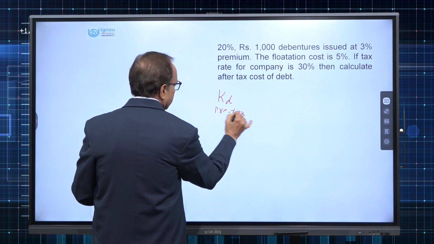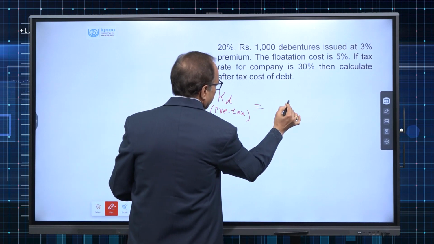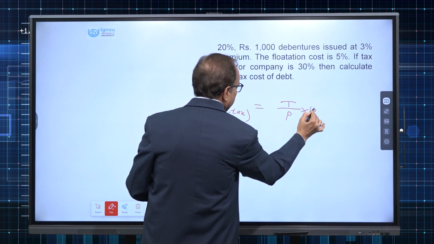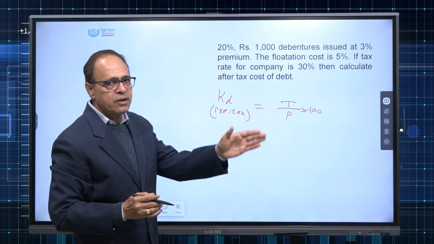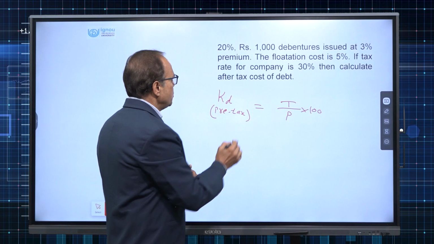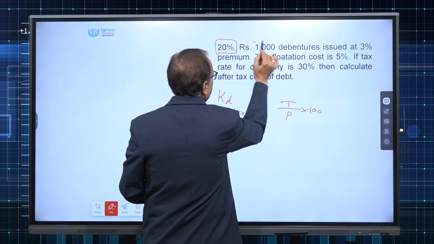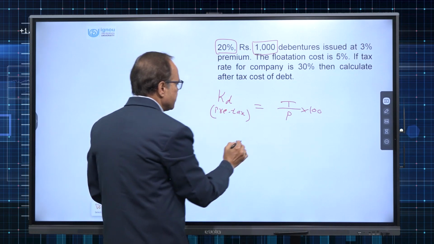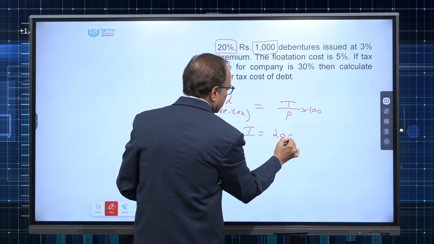Pre-tax KD is equal to I upon P, and if you multiply with 100, you will get the answer in percentage, else you will get it in fraction, which you convert into percentage. So in this case, 20% is the interest and par value is 1000. So we simply get it: I will be paid by the company year on year, 200.